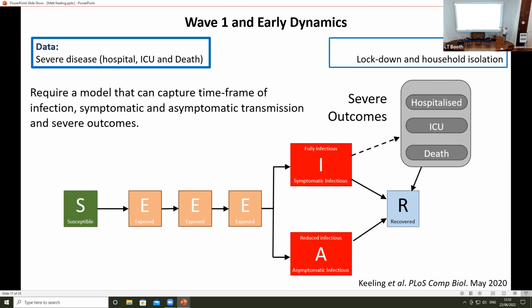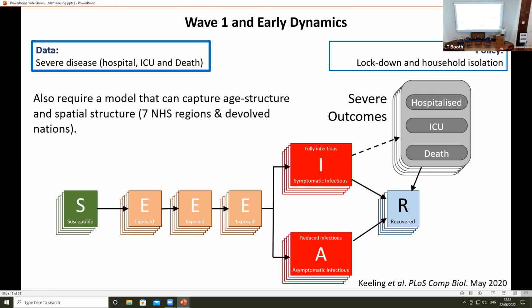We knew there were asymptomatic individuals, so we split the population up. And then we really needed to be able to think about severe outcomes, because that was what we got the data on. Most of the data was about hospitalizations, ICUs, and unfortunately deaths.